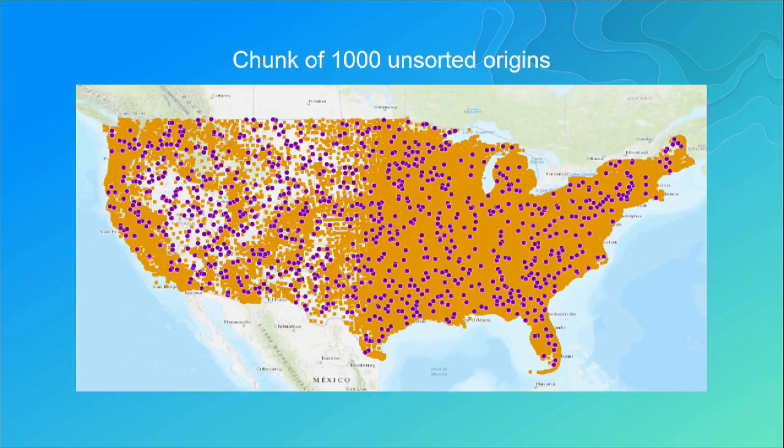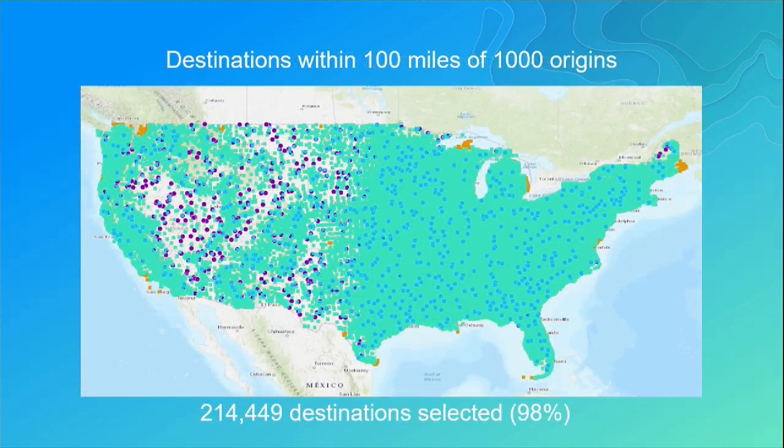And then if I want to chunk up the destinations, let's say I want to reduce the problem size by picking only the destinations that are within 100 miles of these 1,000 origins that I've selected. Well, here I've selected all the destinations that are within 100 miles, and it's about 98% of the destinations data set. So then, of course, if I wanted to solve it this way, I would really have to go through a lot of iterations of solving because I can't pass in this many destinations all at once.